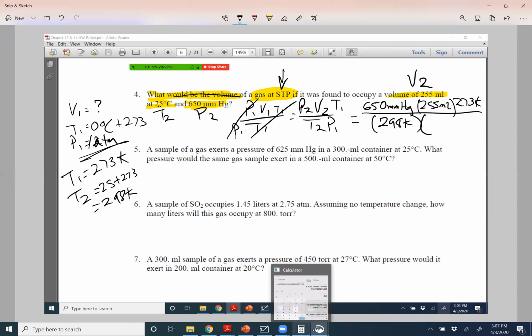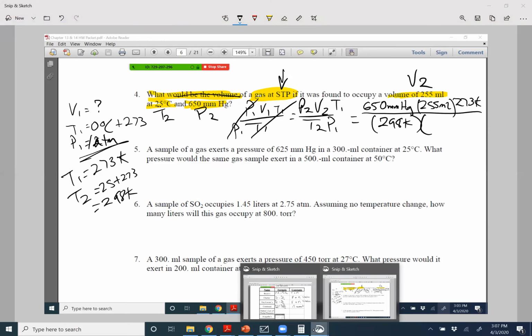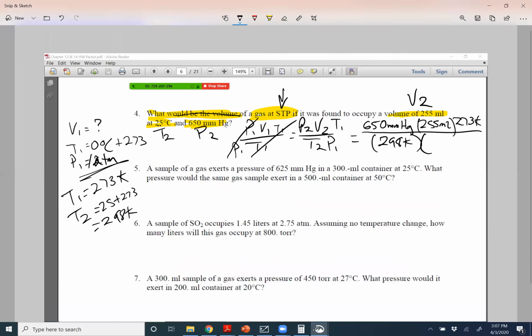But remember that your pressure measurements are all equivalent. So 1 atm is the same thing as 760 mmHg. So rather than converting the mmHg into atmospheres, let's just use 760. So let's use our logic and think about what the answer should be.